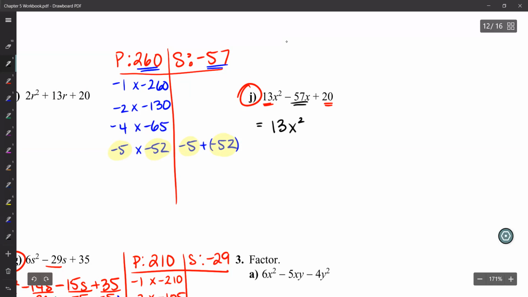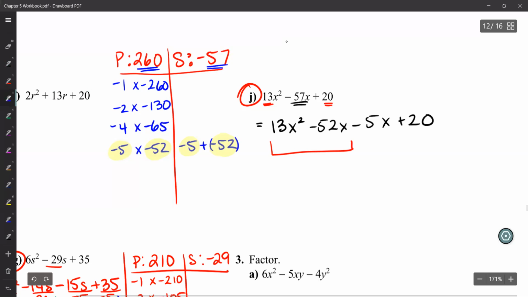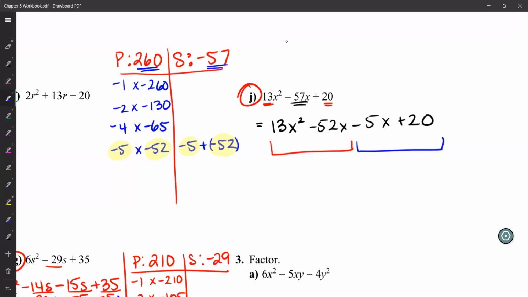Okay, so we're gonna split -57 up into -52 and -5. Again, you can choose whatever order here, but I think maybe -52 will fit better with 13 and -5 will fit better with 20. So you can be strategic about the order that you put your stuff in, but again, it should work either way. So the reason why I put -52 with 13 is that -52 is actually divisible by 13. So I can actually take out a 13x from this first set.